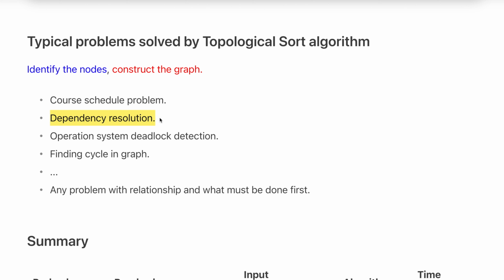Dependency resolution. One thing depends on the others. Also a what must be done first problem. Or computer operating system deadlock detection, finding cycles in graphs, and so on. It's basically any problem that can be presented with a graph, and the question is what must be done first. Then the problem can be solved by topological sort.